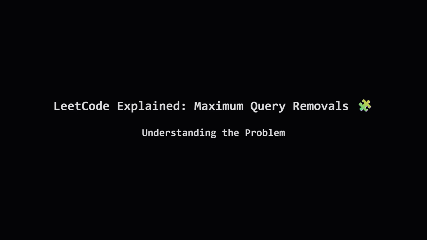Hey everyone, and welcome. Today we're tackling a problem I'm calling maximum query removals. It's an interesting one involving a list of numbers and a set of queries, and our goal is to be as efficient as possible with those queries. We'll break it down step by step, so don't worry if it sounds a bit complex at first.